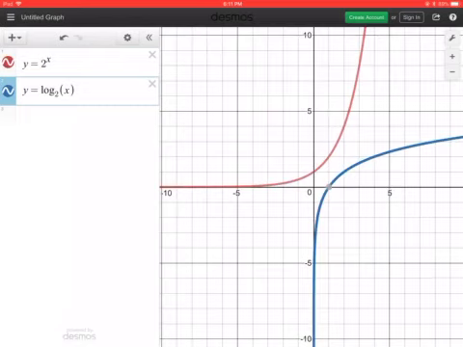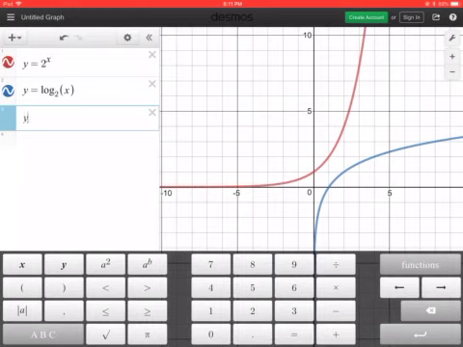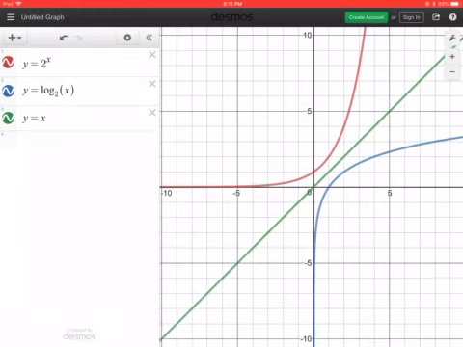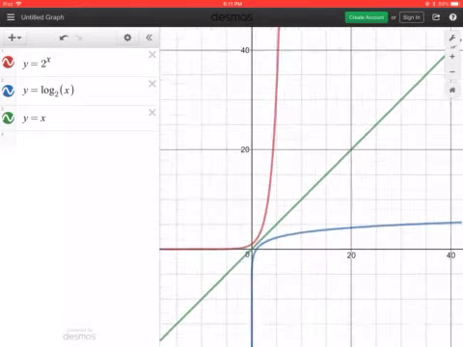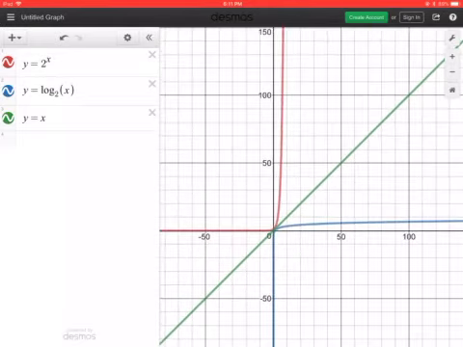All right. And so if we create another equation here, which is the line y equals x, if you take a look at the blue function versus the red function, these two are exactly the same distance away from that green line the entire way. So the entire time they're graphed are the same distance away from the green line, right?